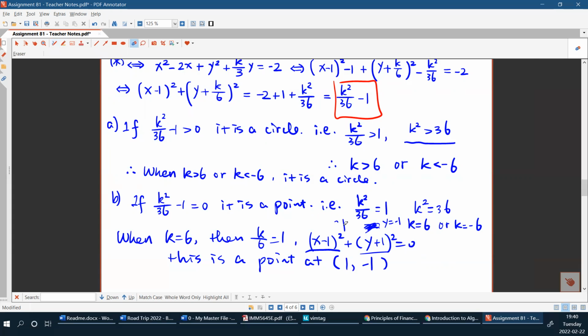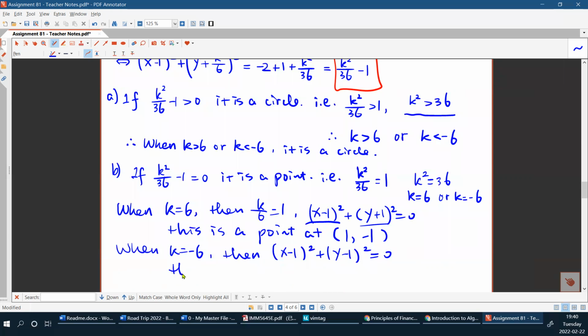Yes. Okay. So there is another case, right? When k is -6, then the equation is (x - 1)² plus (y - 1)² equals 0. And this is a point at, can you tell me the coordinates of the point?